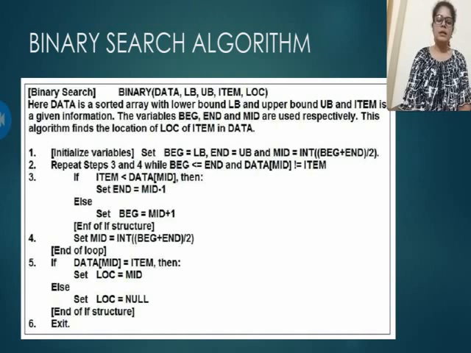Else part is set location equal to null. It means search unsuccessful. If location is equal to mid, it means search successful. Else, if location is equal to null, it means search unsuccessful. And the 6th step is exit.